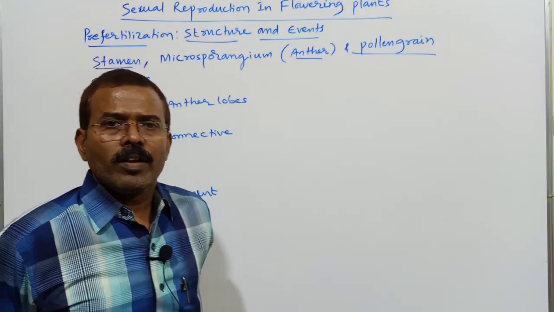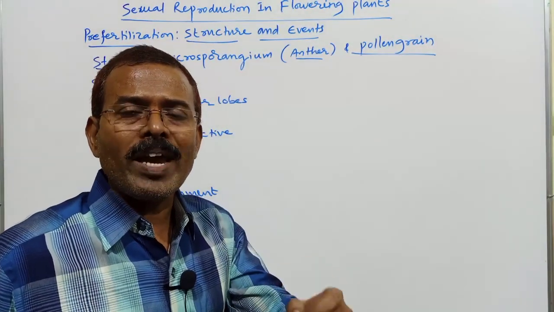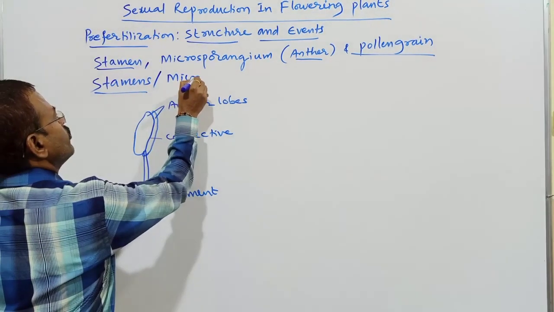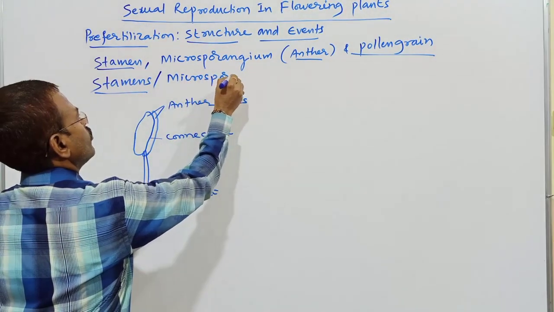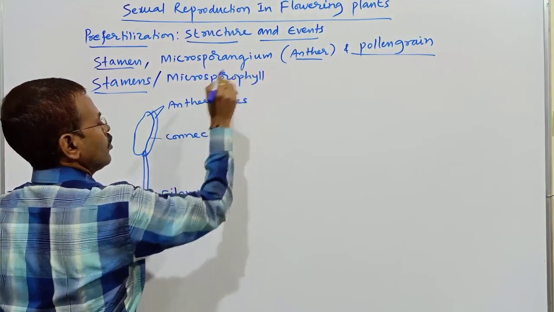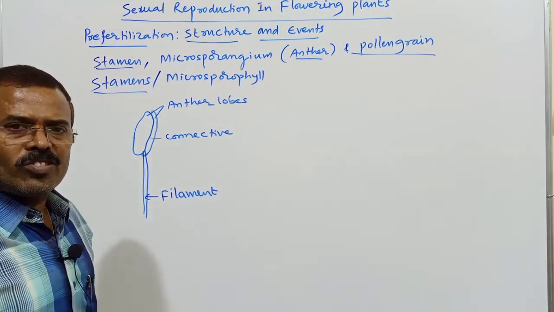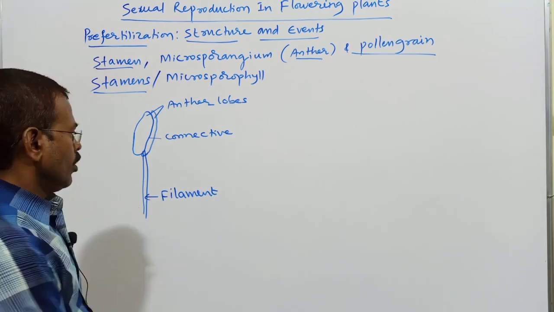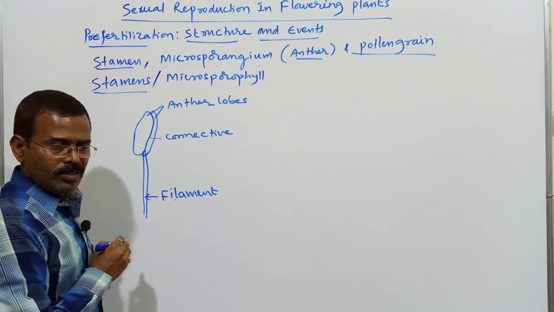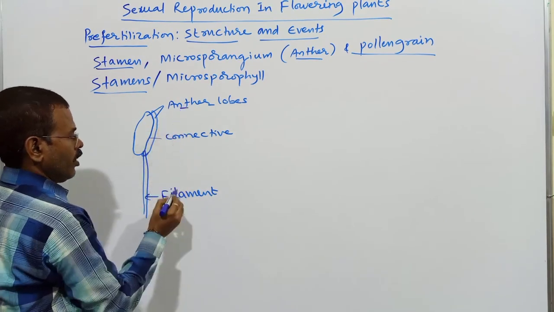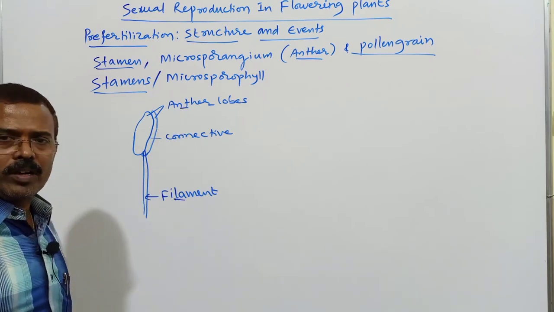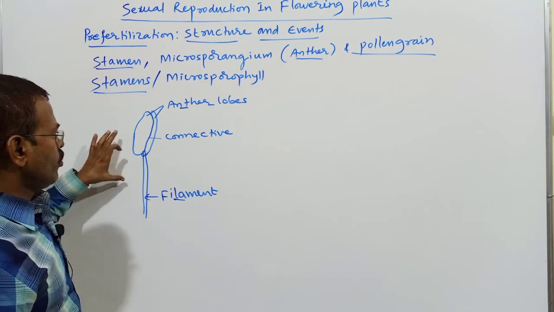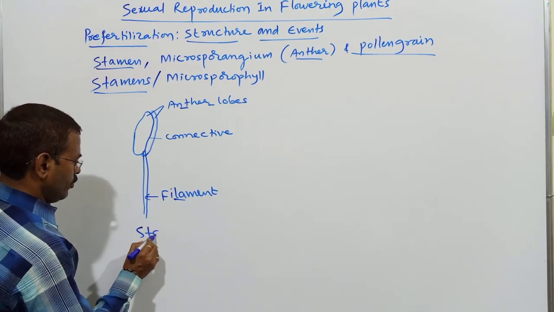Stamen is also referred to as microsporophyll. Each stamen consists of mainly two parts. One is the filament and another one is the anther. Filament and anther are the two parts of the stamen. So this is the stamen structure.